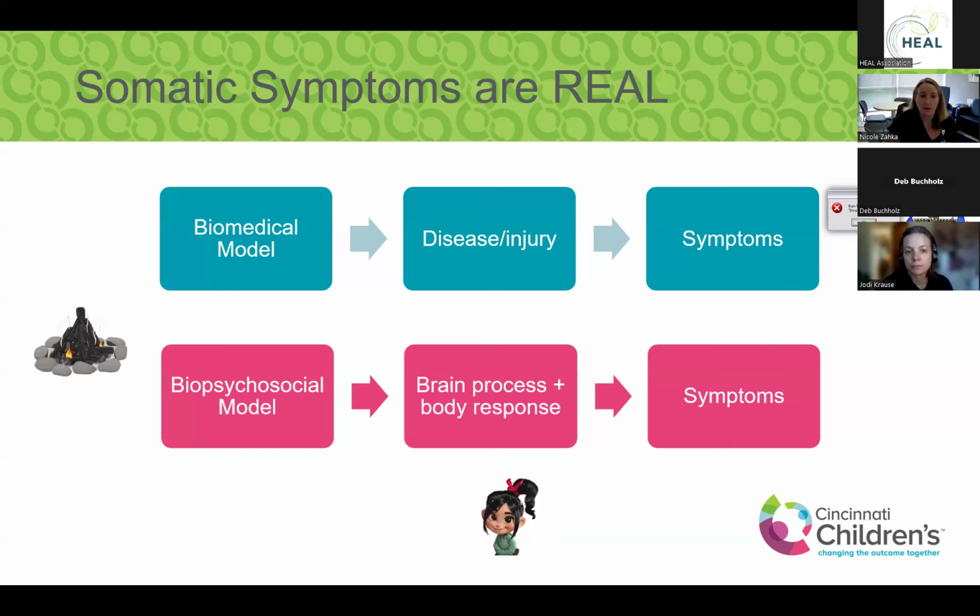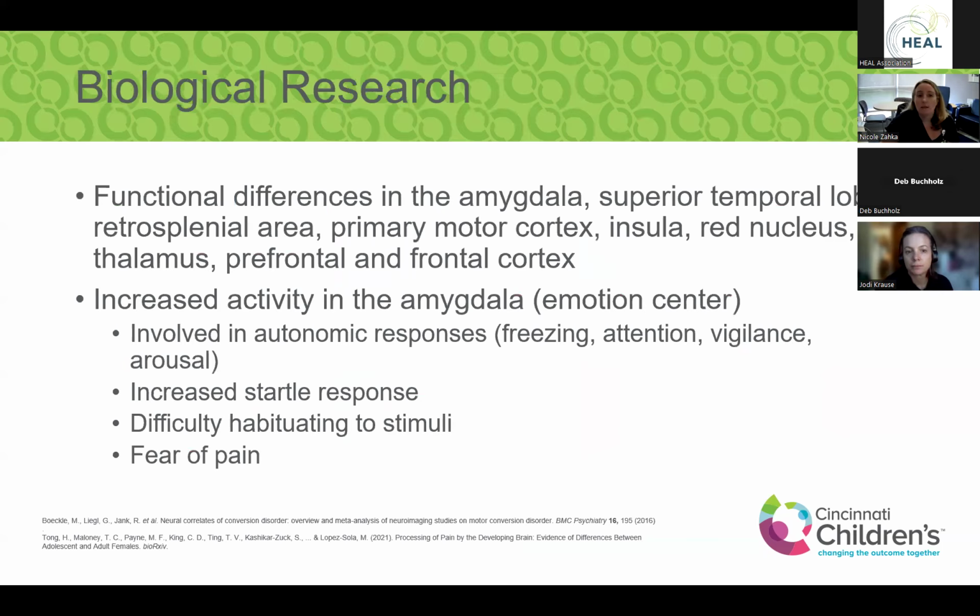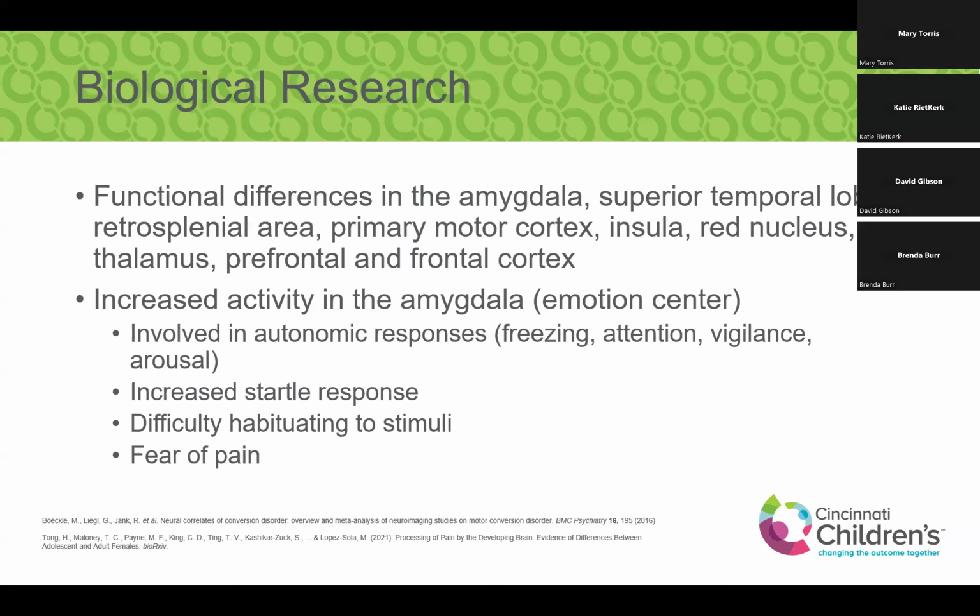But again, these symptoms are very real. There's some biological research that proves that there are differences in brain structures and brain processes for kids who have functional neurological symptoms and for kids who don't. A lot of that involves the emotion center and the autonomic responses that are responsible for our fight or flight response. Kids with functional neurological symptoms have basically an overactive fight or flight response. The brain responds to things as though they are dangerous even when they are not.